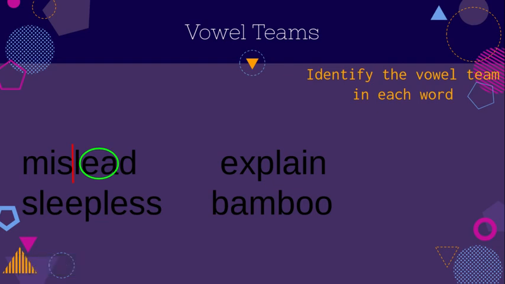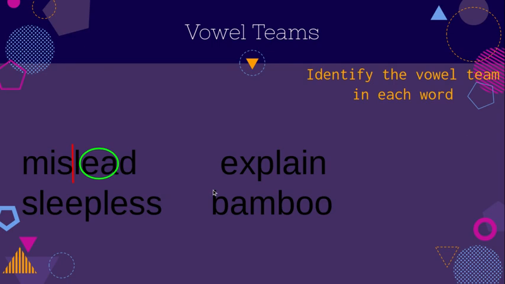Let's look at some more vowel teams. You have four words here: mislead, explain, sleepless, and bamboo. I want you to identify the vowel team in each word. I did the first one for you. I divided it into the two syllables, miss and lead. And then in the second syllable, I circled that vowel team to show you that E and A work together to make the long E sound.